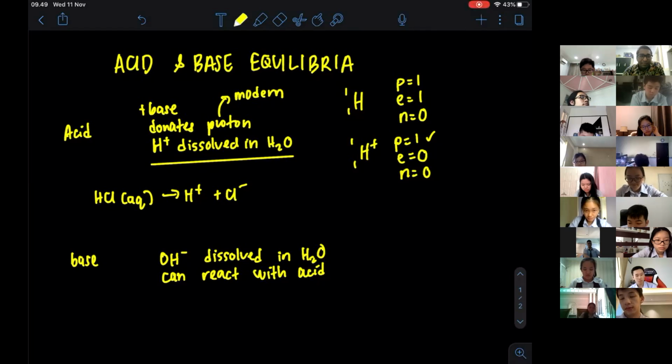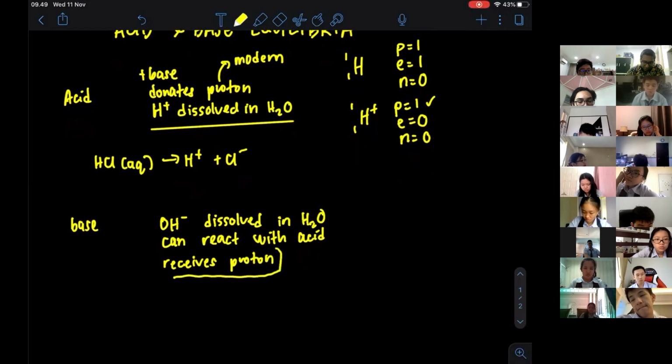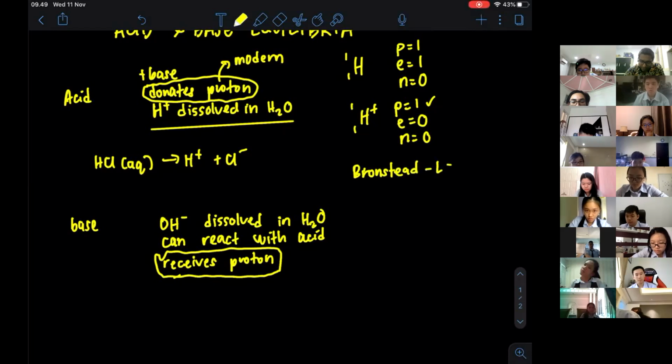But the better and modern definition will be, okay, base is something that receives proton. We are not going to look into whether they are going to react with the acid, whether they are going to dissolve in water. Okay, no. So this definition, which I put in some sort of table or box, is actually called Bronsted Lowry theory.